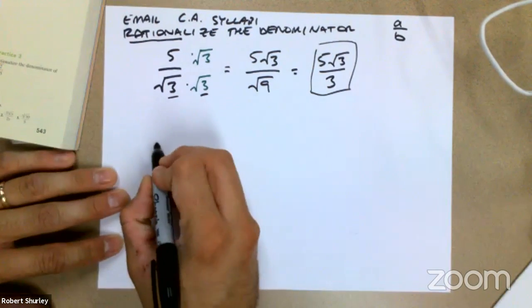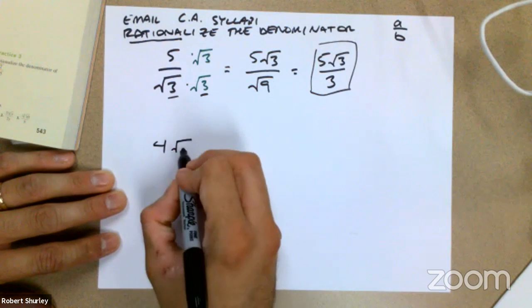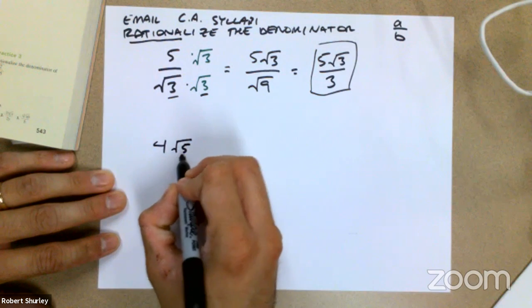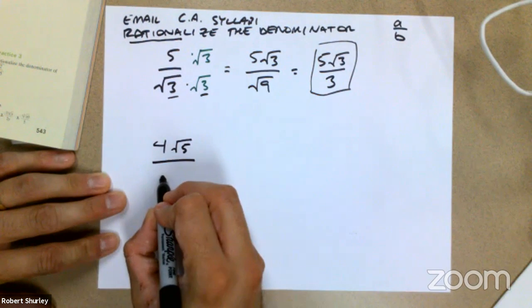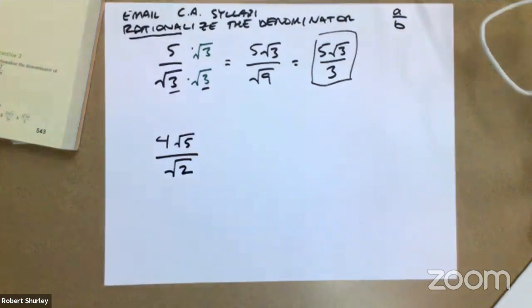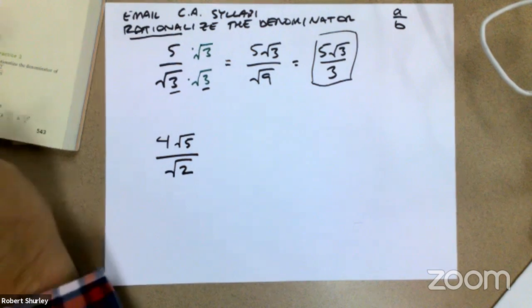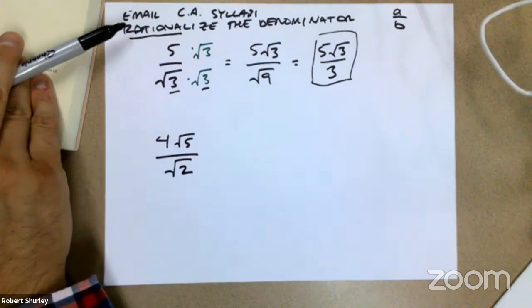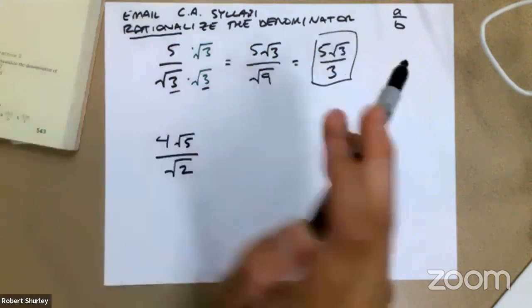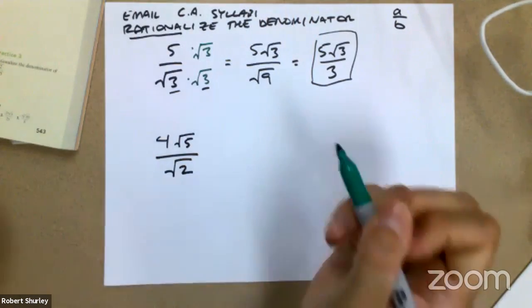Let's say we had 4 times the square root of 5 over the square root of 2. Okay, 4 square root of 5 over square root of 2. Now we're still rationalizing the denominator. You've got to pay attention to the instructions because at some point they're going to ask us to rationalize the numerator, and we're just going to flip this. We'll get to that. So rationalize the denominator.